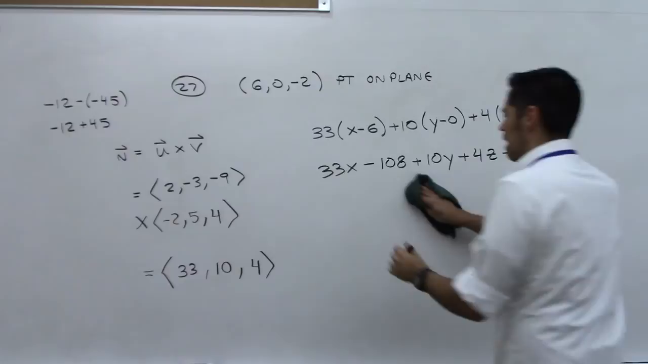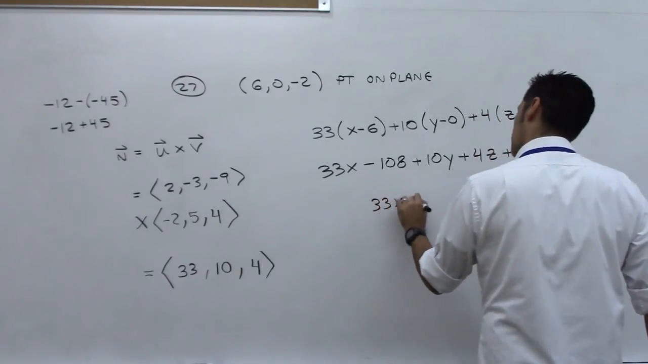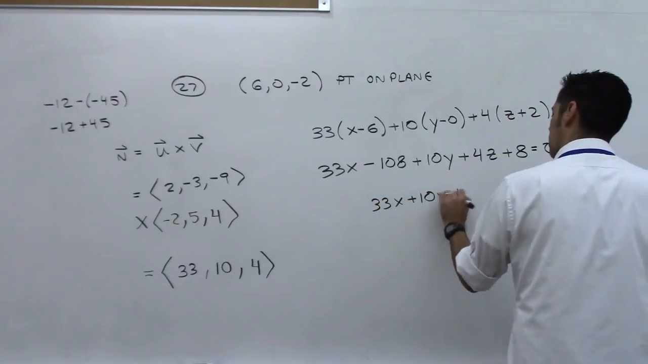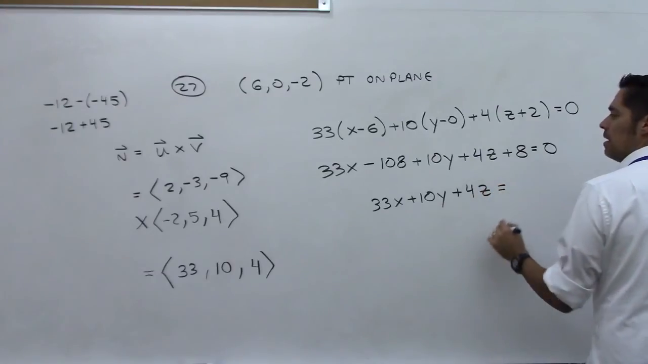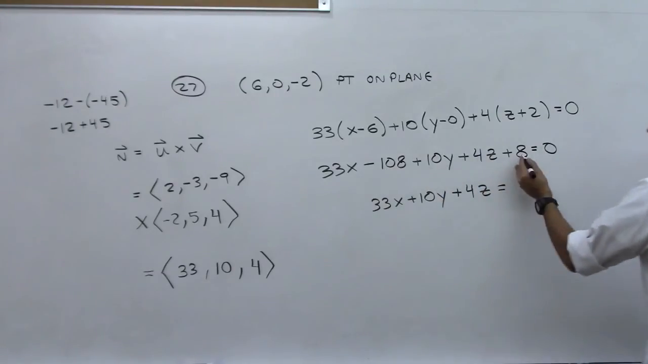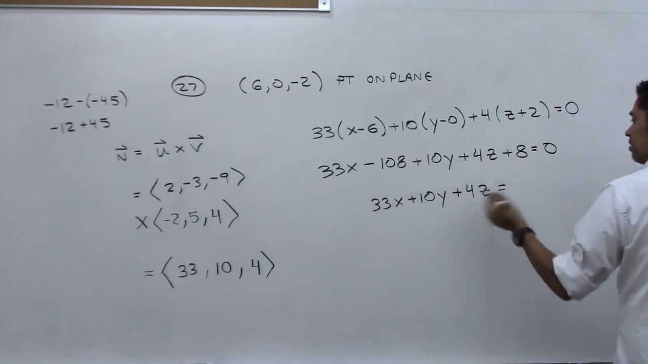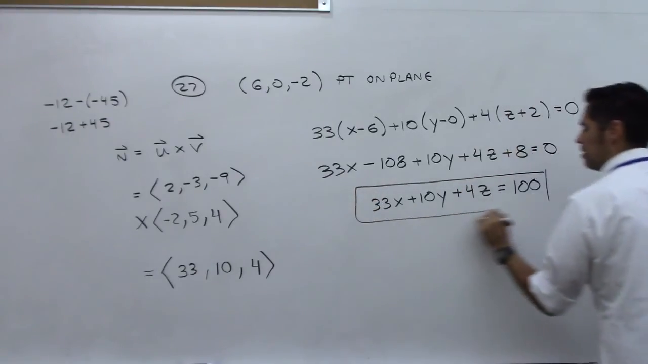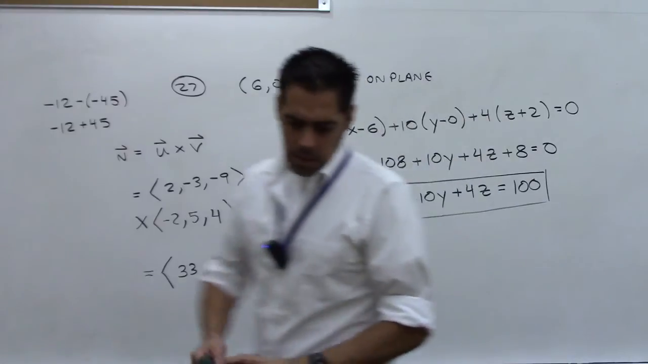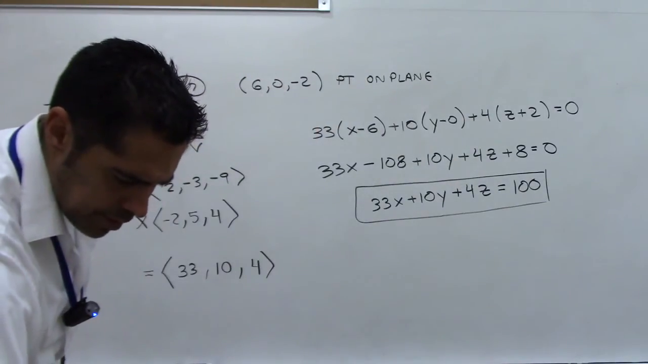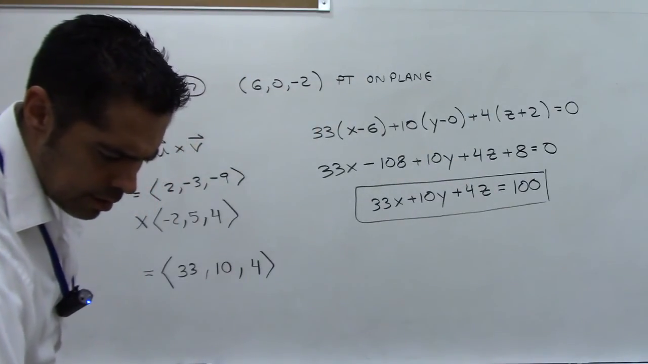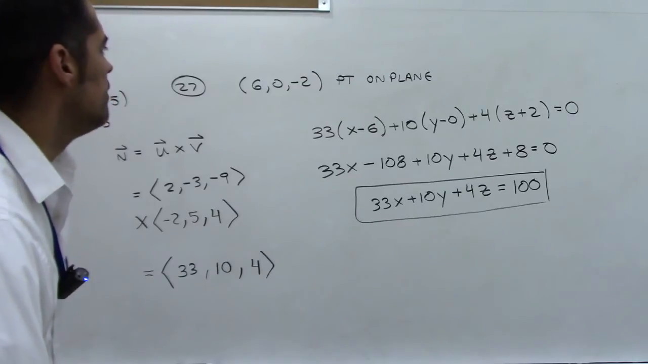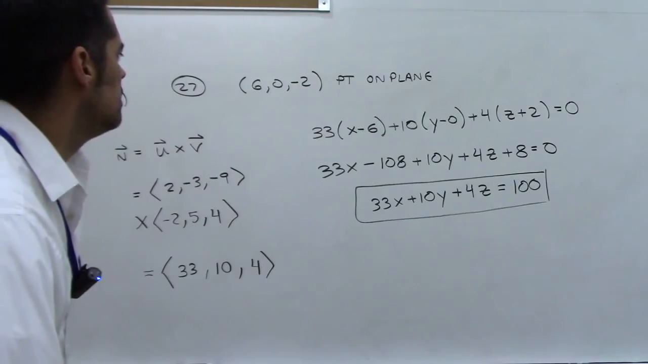So 33x plus 10y plus 4z equals, and then let's see, this and this together, that's negative 100, and so bring it to the other side, 100. Looking like this is it. This is 27. 190, what the hell? What did I mess up? 410.